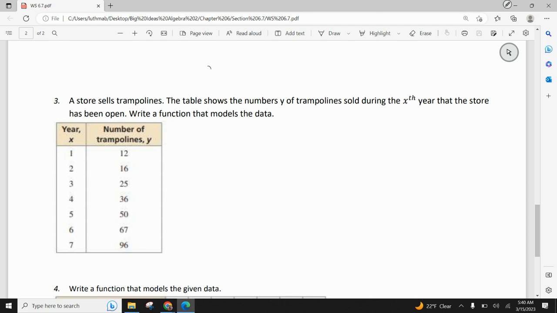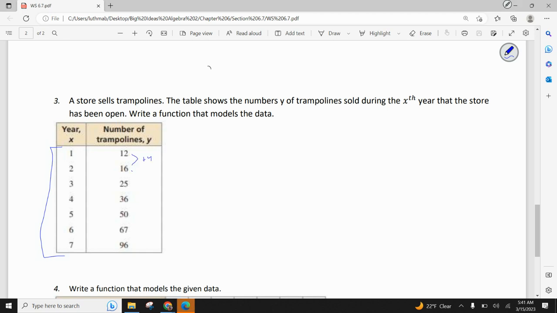Store sells trampolines. The table shows numbers y of trampolines sold during the x year the store has been opened. Write a function that models the data. So pulling on all the skills we had before, let's check. First of all, the x's are all going +1, +1, +1.